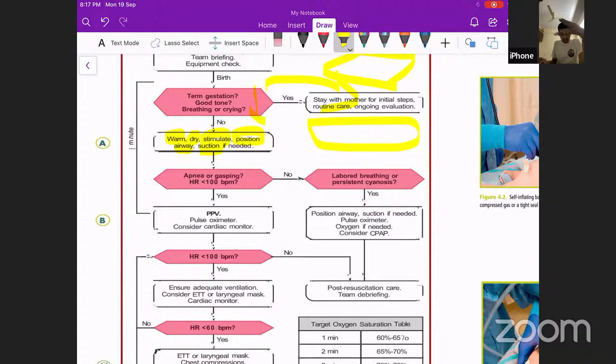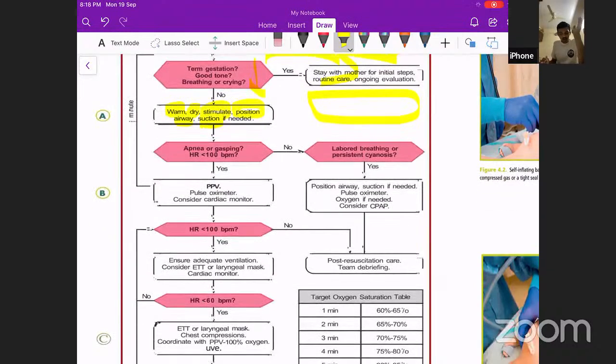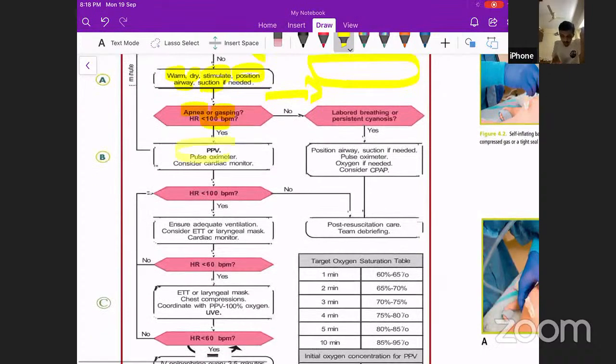Warm the baby by keeping it under the temperature crib. We dry the baby using the pre-warm linen. Then we stimulate it by flicking the sole or rubbing the back of the baby. Then we position the baby by slightly extending the head over the neck. Then we open up the airway and we suction. Okay, fine. After this, again, we assess whether the baby has cried. Then, okay, fine. If it is not, if the baby is still having apnea, if the baby is still gasping, or if the heart rate is still less than 100 beats per minute, if the answer to any of this question is yes, then we go ahead and do positive pressure ventilation.